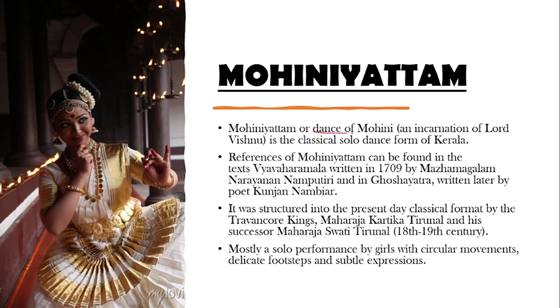Mohiniyattam, or the dance of Mohini, an incarnation of Lord Vishnu, is the classical solo dance form of Kerala. References of Mohiniyattam can be found in the text of Vyavaharamala, which was written in 1709 by Mazhamangalam Narayanan Nambudiri, and in Ghoshayatra, written later by Kunchan Nambiar. It was structured into the present-day classical format by the Travancore kings Maharaja Kartika Tirunal and his successor Maharaja Swati Tirunal in 18th and 19th century.